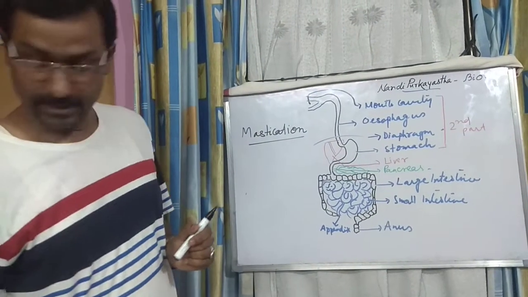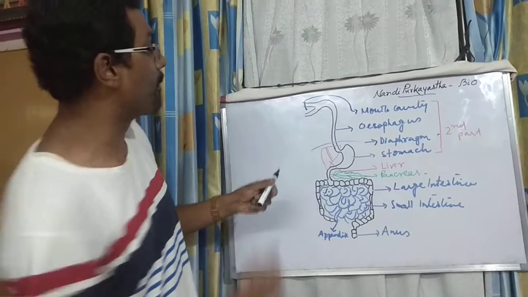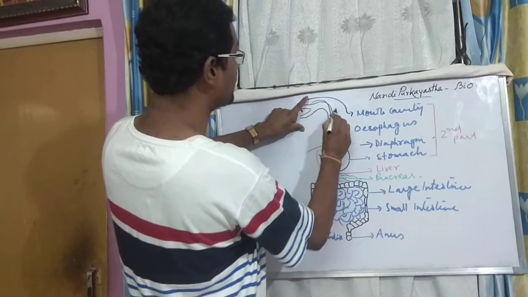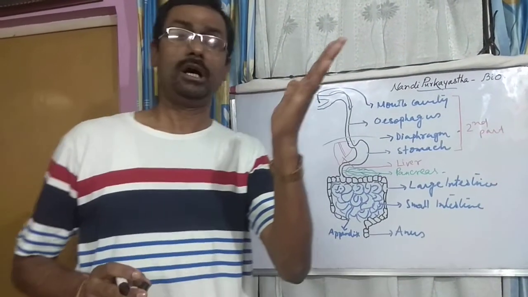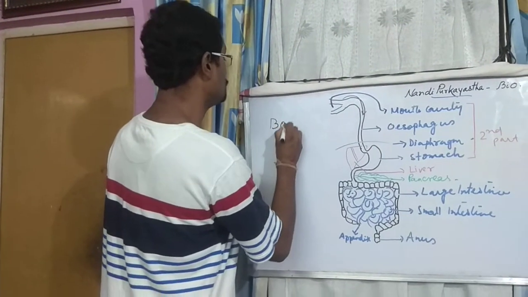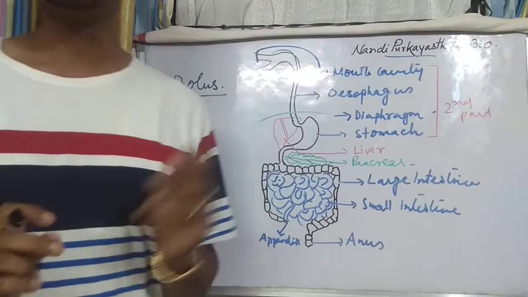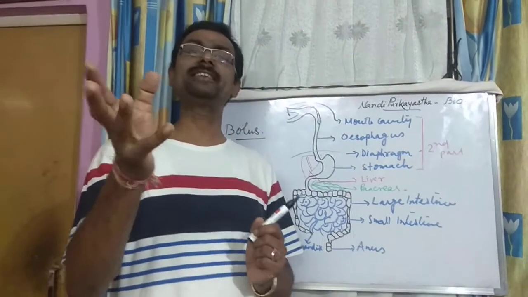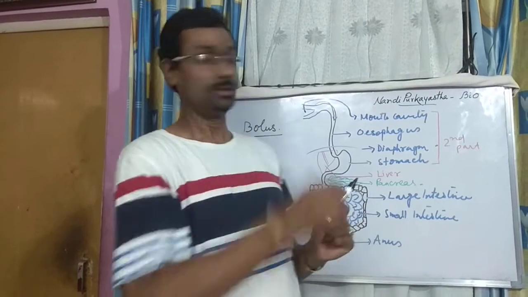Now what happens? Now the food material reaches the esophagus. From the mouth, this is the mouth, and where does it reach? It reaches here. This is the esophagus. The food that reaches the esophagus from the mouth is called the bolus. Is it clear to you? What is bolus? Bolus is the partially digested food which reaches the esophagus. From where, students? From the mouth.